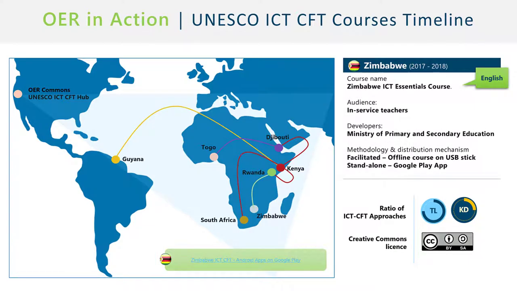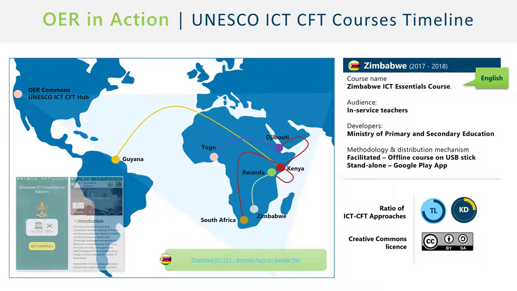From there, Zimbabwe took the Rwanda materials. In those days, back in 2017, there was not a lot of bandwidth, and therefore they wanted a paper-based version. The paper-based version had one round, and then they decided, no, it's very difficult to teach ICT and education paper-based, so let's have a version which can be done on an Android platform. So they developed their materials to work on mobiles.